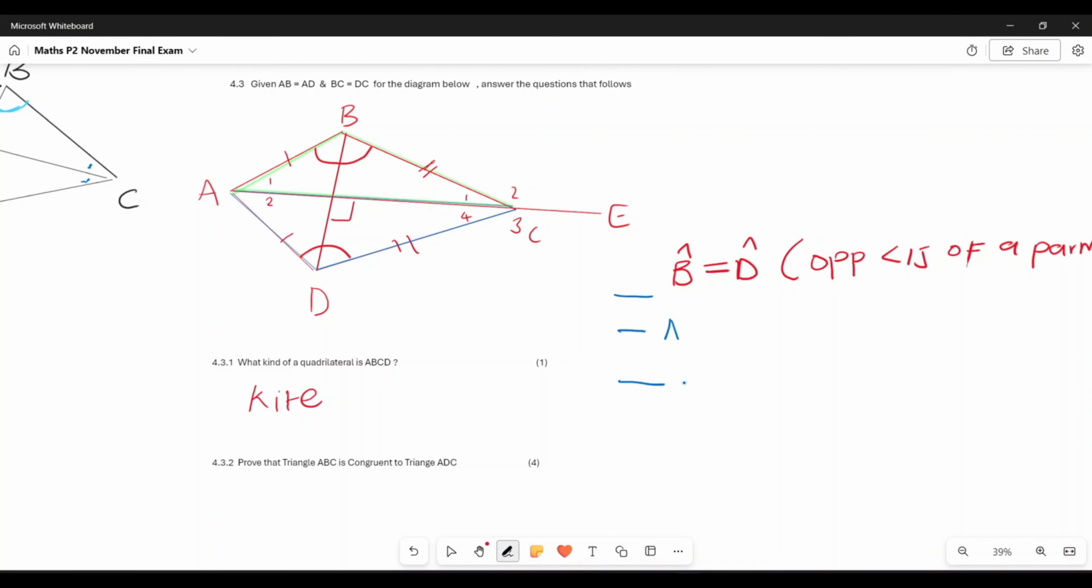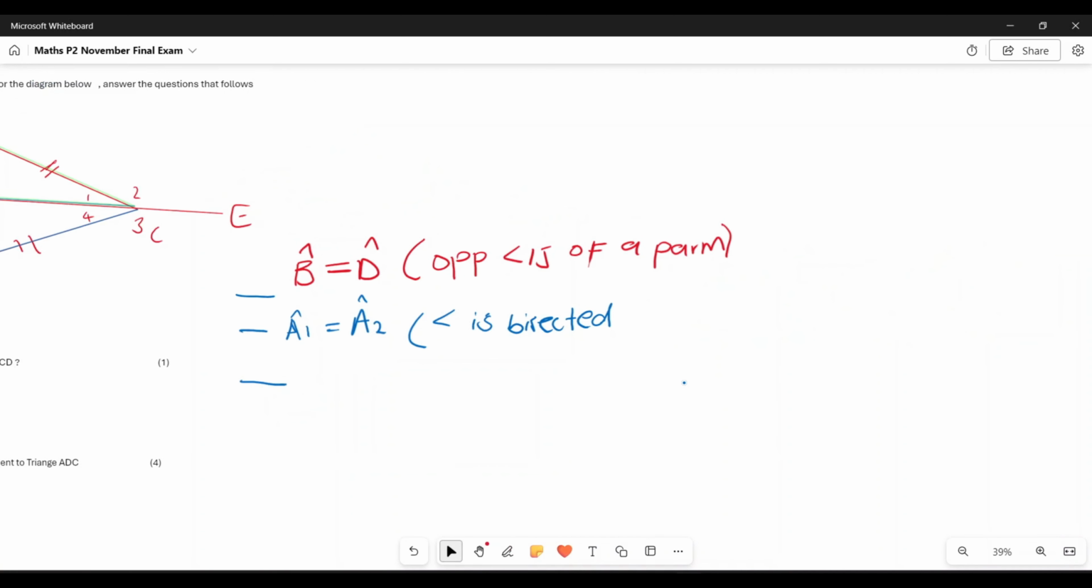A1 is equal to A2, right? And why is that? These are angles bisected by the diagonals of your kite. Why is that? Because this angle is bisected by the diagonals of your kite.